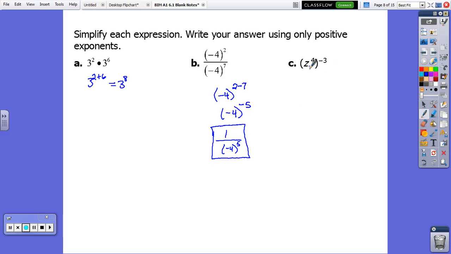All right, on here, this is a power to a power. So remember, what we do when it's a power to a power is we multiply them. So 4 times negative 3 is negative 12. So now we want to use our negative property, which tells us to take it as 1 over z to the 12th. And this is our answer right here.